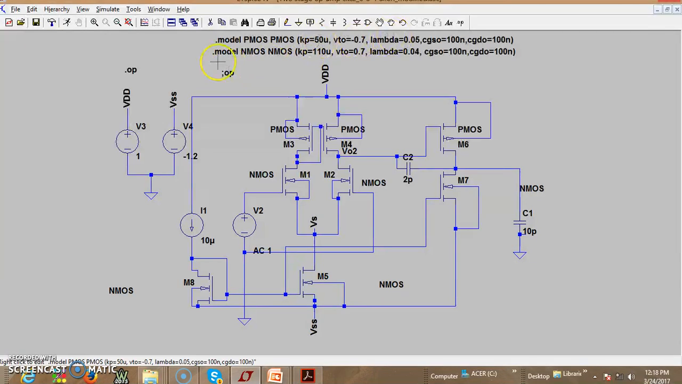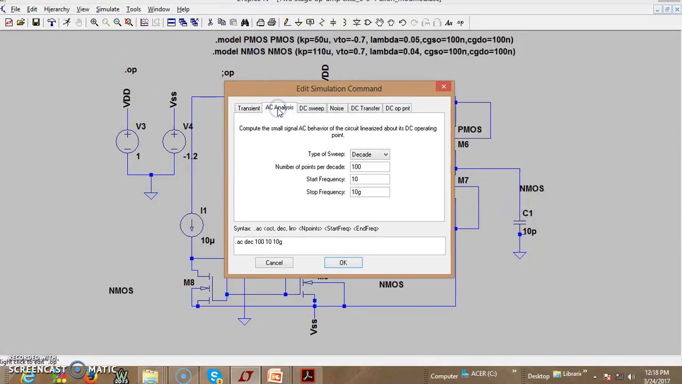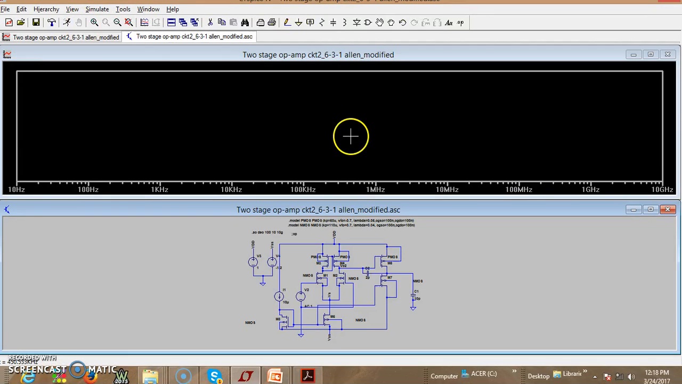So let me do the AC sweep of this. So let me change the simulation analysis. I'm just doing the AC analysis, from 10 Hz to 10 gigahertz. Let me see the frequency response and try to find out the phase margin. So if I run this, now this is the output.